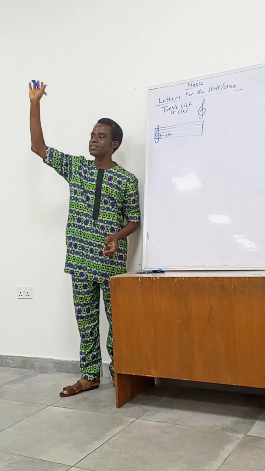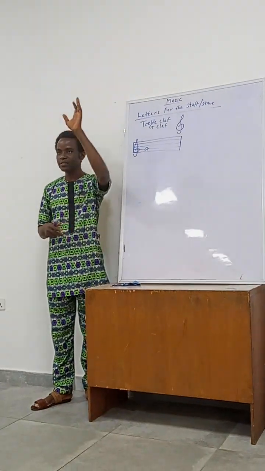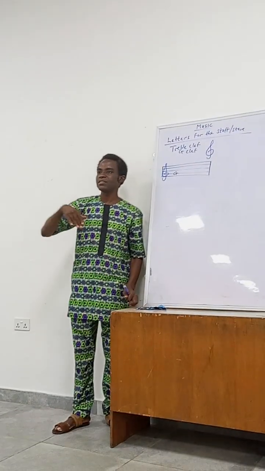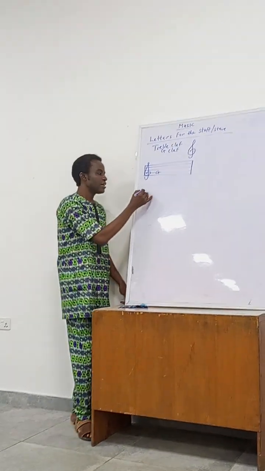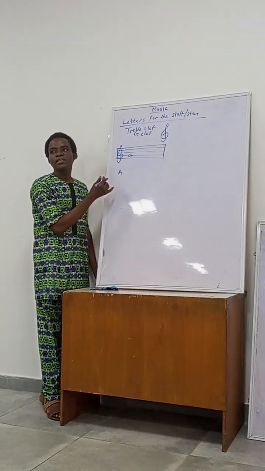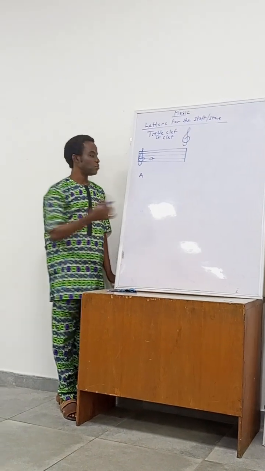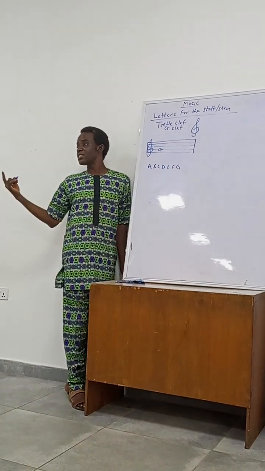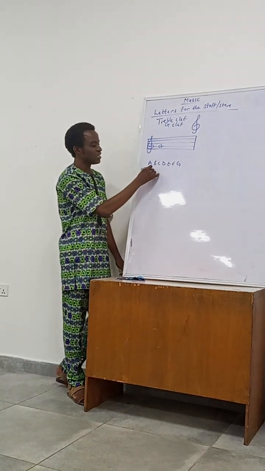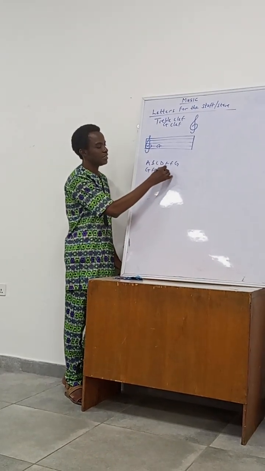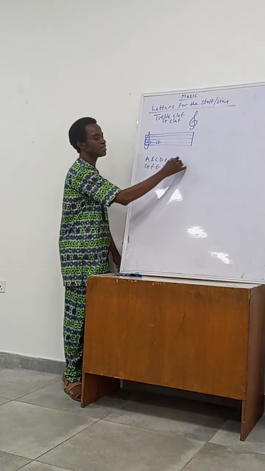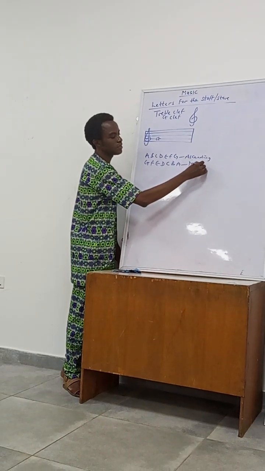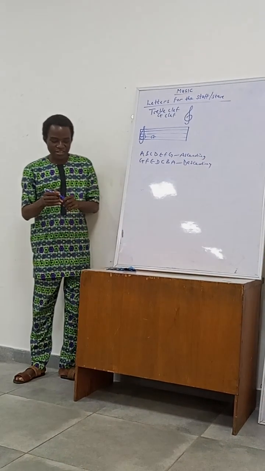Now, if this line is line G, let us consider something. There's what we call ascending and descending in music. When you are ascending, you are going up. When you are descending, you are going down. Now, look at this. In reading the alphabet, if you are ascending, you read forward: A, B, C, D, E, F, G. If you are descending, you read backward: G, F, E, D, C, B, A. This is ascending, and this is descending.